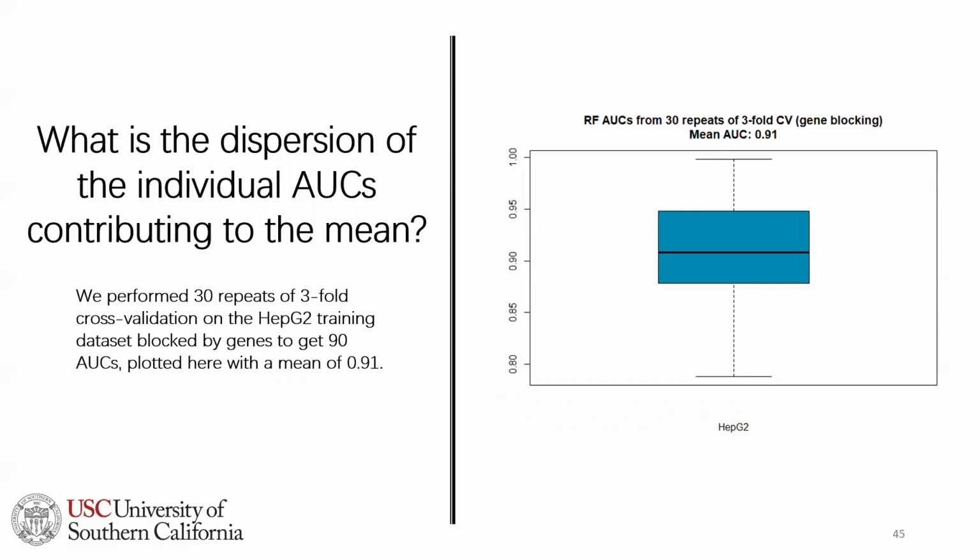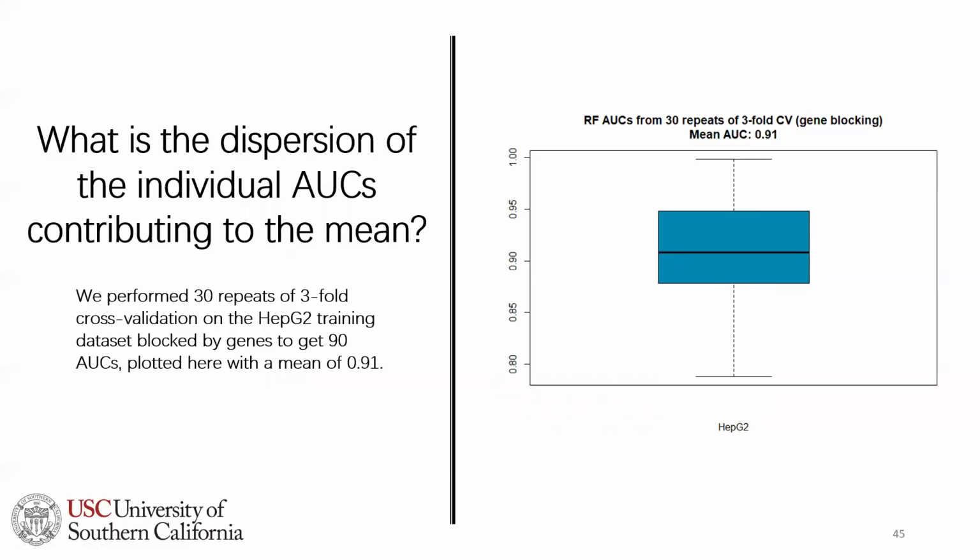Average looking like, what was the dispersion? Because it would be pretty bad if there were maybe a lot of AUCs really high, but then there were a few down really, really low too. So we wanted to see how consistent it was.